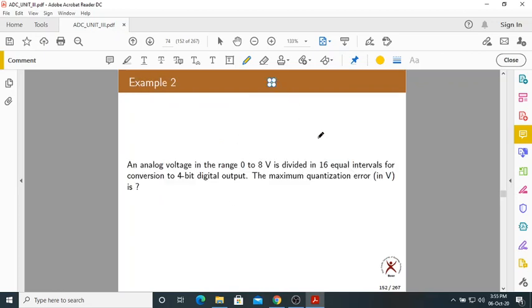Let us take one more example. An analog voltage in the range of 0 to 8 volts is divided into 16 equal intervals for conversion to a 4-bit digital output. The maximum quantization error in volts is what they ask. They gave the dynamic range and 16 intervals, which means 16 levels for a 4-bit digital output, n equal to 4, L equal to 16. So this is the dynamic range.